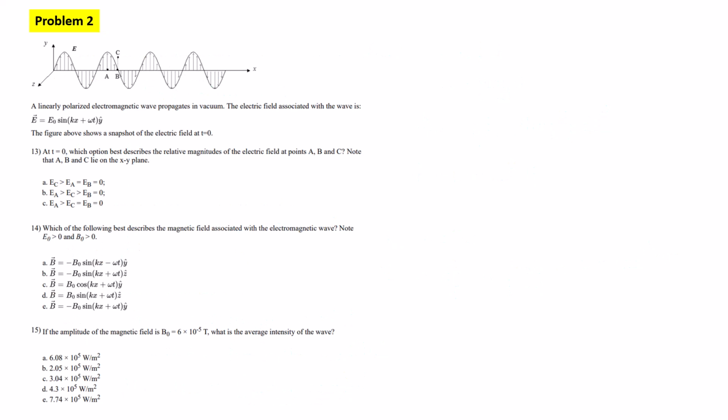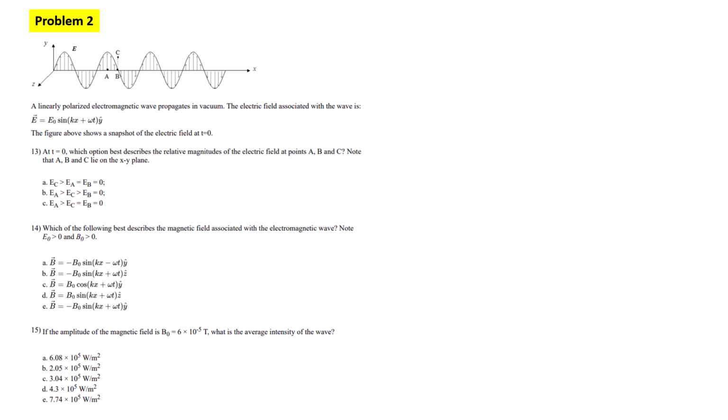We have a linearly polarized electromagnetic wave propagates in vacuum. The electric field associated with that wave is given by this expression. All right, the figure above shows a snapshot of the electric field at time equals to 0. If you set time equals to 0 there, you have an electric field that simply varies like a sinusoidal wave. So it starts at 0 and then just does a nice friendly sine function. All right, here's the first question.